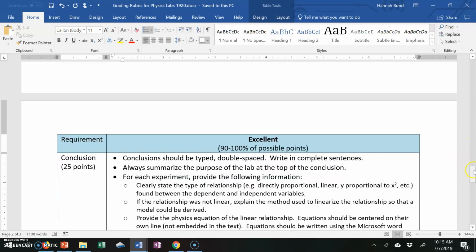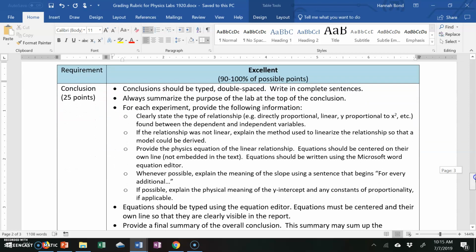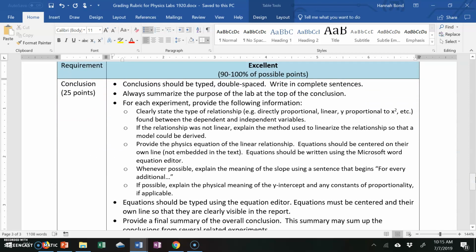The conclusions of the lab need to be typewritten, double-spaced, and written in complete sentences. Always summarize the purpose of the lab. A lot of times this can just be copied from earlier in the lab report. And for every experiment, you're going to provide this list of information. You'll realize after we do a couple of lab reports that there's kind of a rhythm or a repeatable model for this type of paragraph. And if you'll pay attention to it, you will see that you can write this in a similar way for every lab. So first you state the type of relationship.